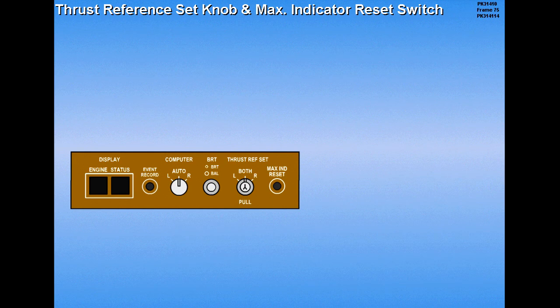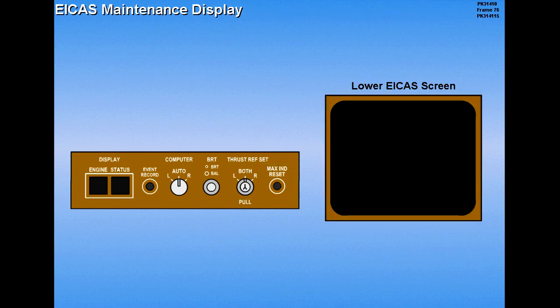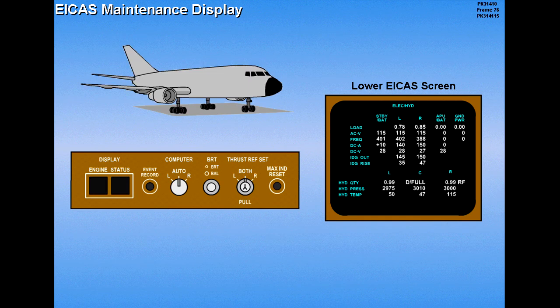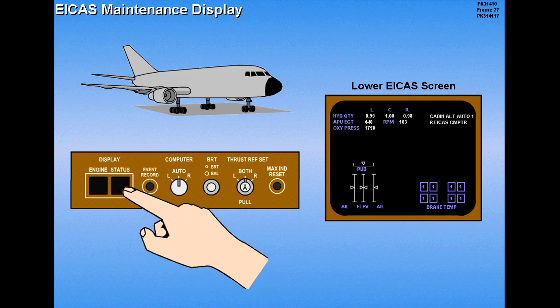The last two controls on this panel, the thrust reference set knob and the maximum indicator reset switch, will be covered in the power plant section. The lower EICAS screen can also be used by maintenance to display system data when the aircraft is on the ground. The maintenance mode can be canceled by pressing either the engine or status switches.